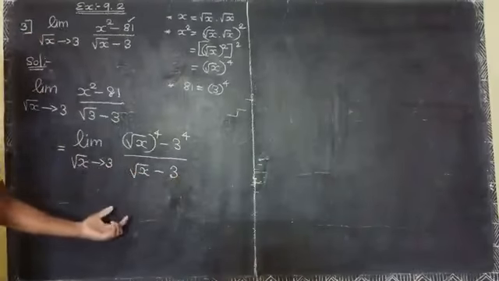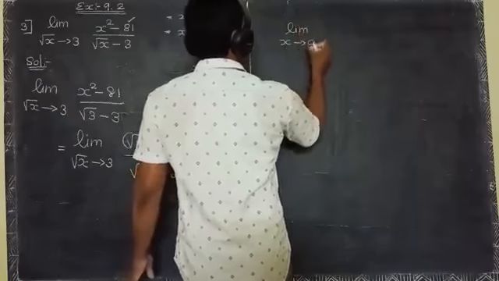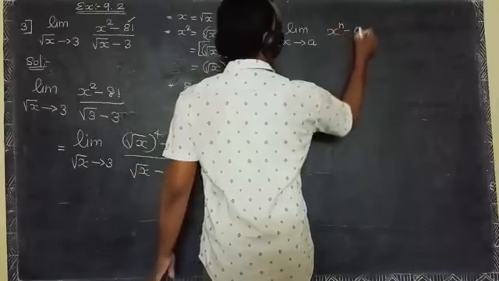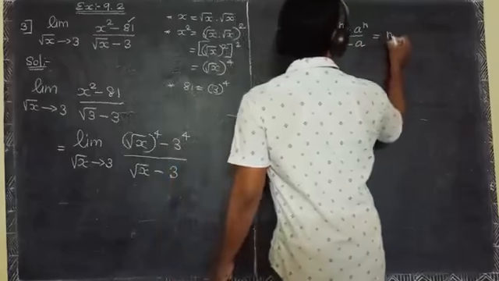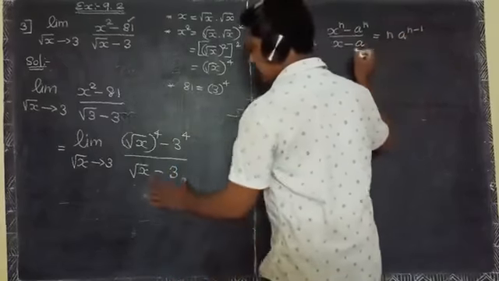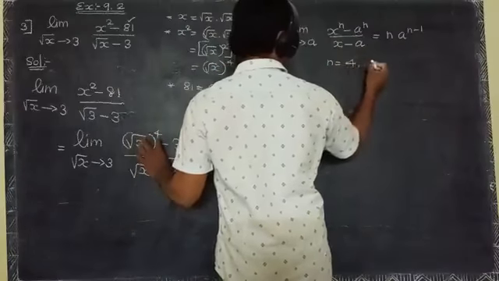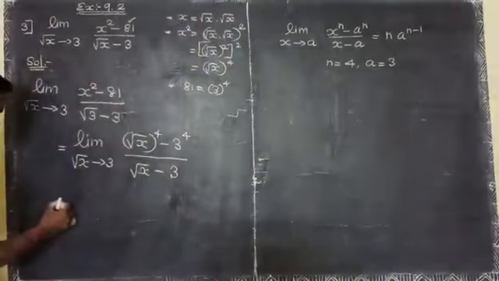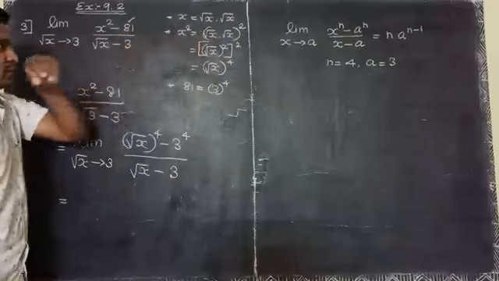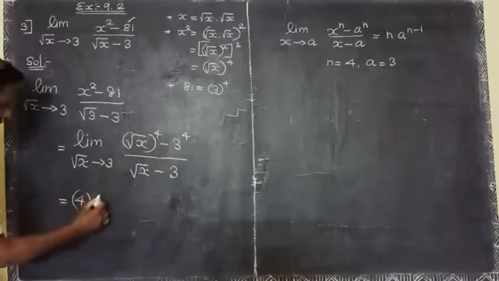This is the structure of limit x approaches a, x power n minus a power n divided by x minus a, which equals n into a power n minus 1. Here n equal to 4 and a equal to 3. So n into a power n minus 1 is 4 into 3 whole power 4 minus 1.